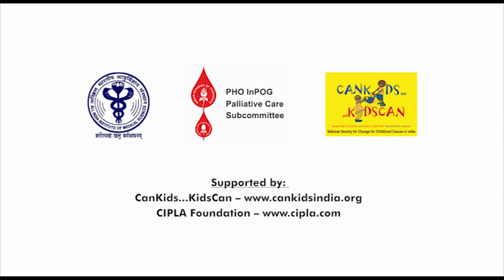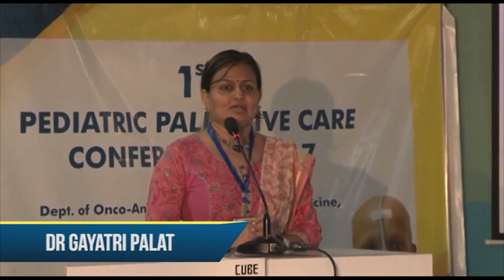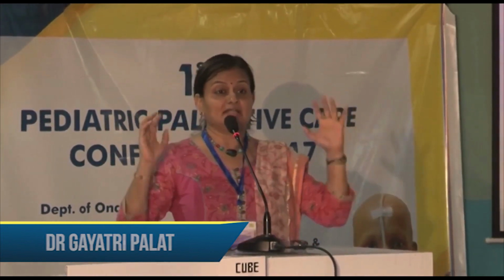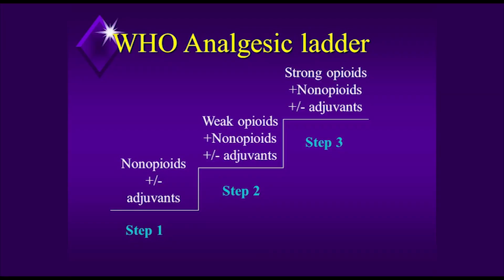How many of you are familiar with this ladder? WHO 3-step analgesic ladder. So I see few hands going up. Yeah, this is a ladder which we follow in adult chronic pain. We say 3-step analgesic ladder. Step 1 consisting of non-opioids. Step 2 consisting of weak opioids. And step 3 strong opioids.